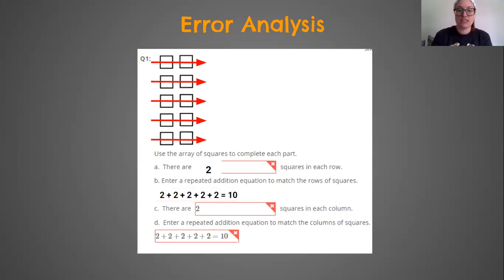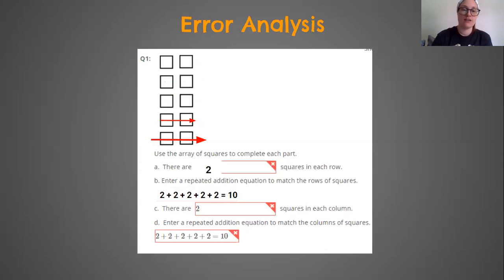So repeated addition is how many rows there are, but how many squares are in each row. That's like going back to how many groups we have and how many are in each group. So 2 plus 2 plus 2 plus 2 plus 2 equals 10.